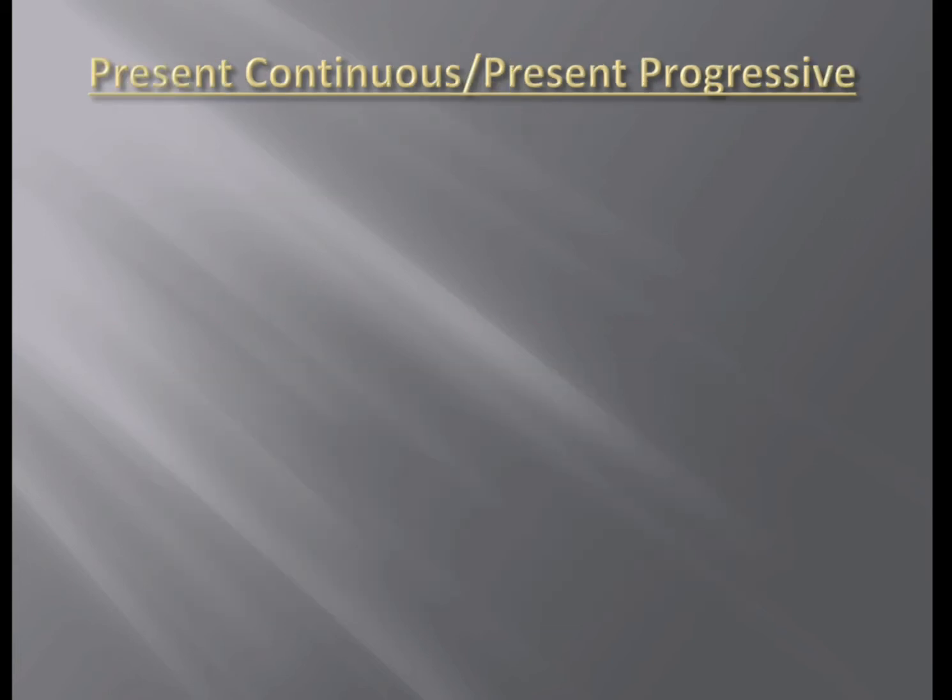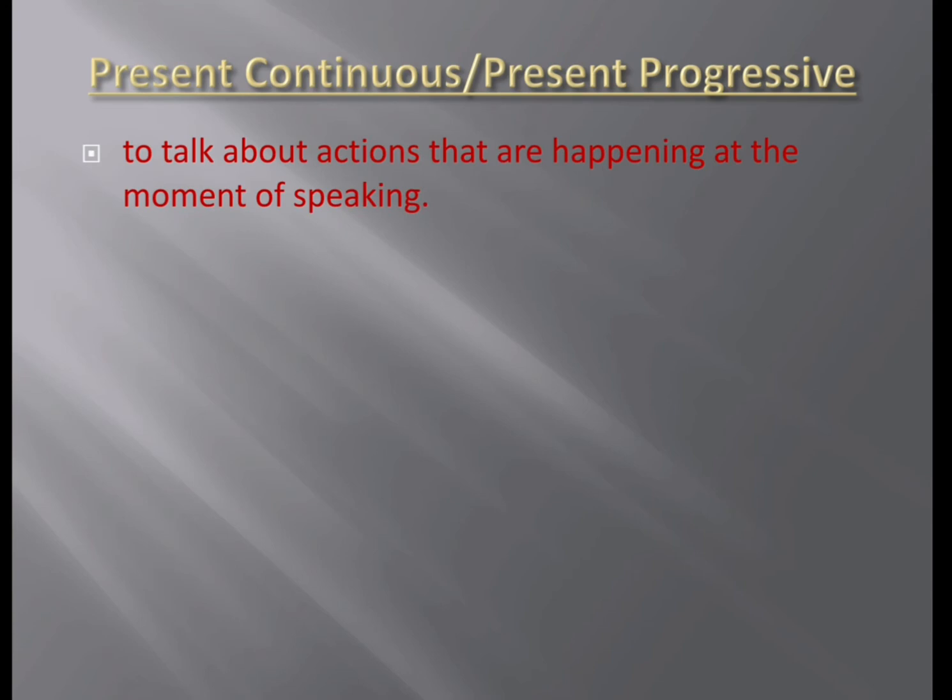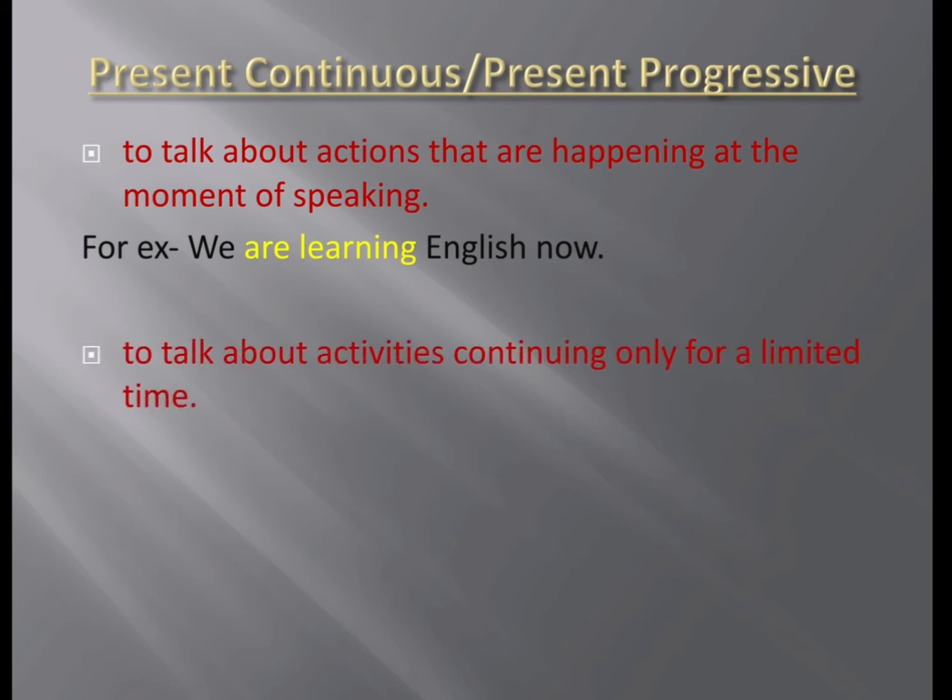Now let's learn about the uses of present continuous tense. We use present continuous tense to talk about actions that are happening at the moment of speaking. For example, we are learning English now. Here the action is taking place at the time of speaking. We also use present continuous to talk about activities continuing only for a limited time. For example, he is staying with his uncle for a week. In the given sentence, the action continues for a limited time period, that is, for a week.